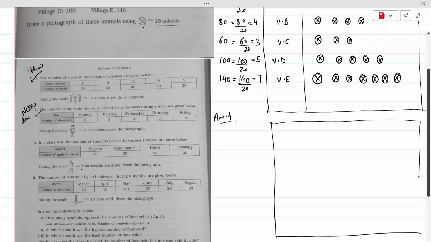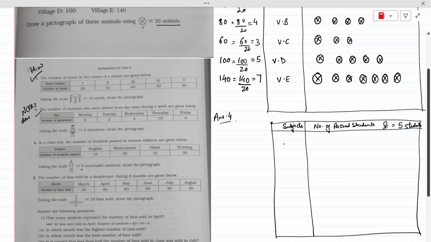What we have here is the subject name, subjects, and in the second part we have the number of students passed. And what is the scale given to us? One student is equal to 5 successful students. Okay, so 5 students. This is given to us.